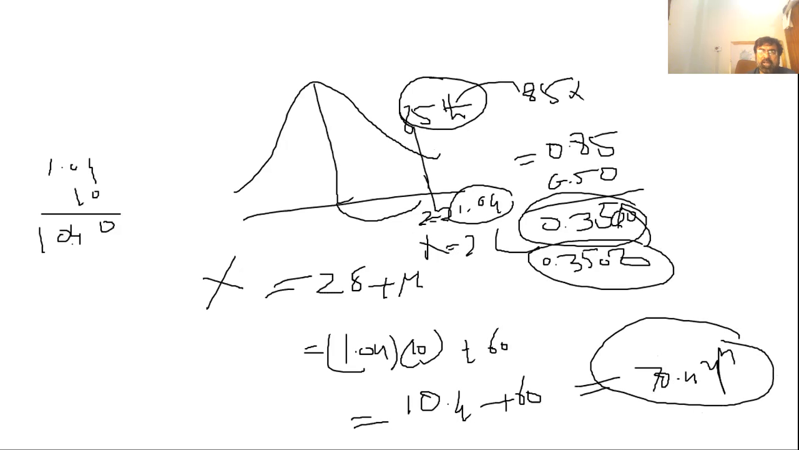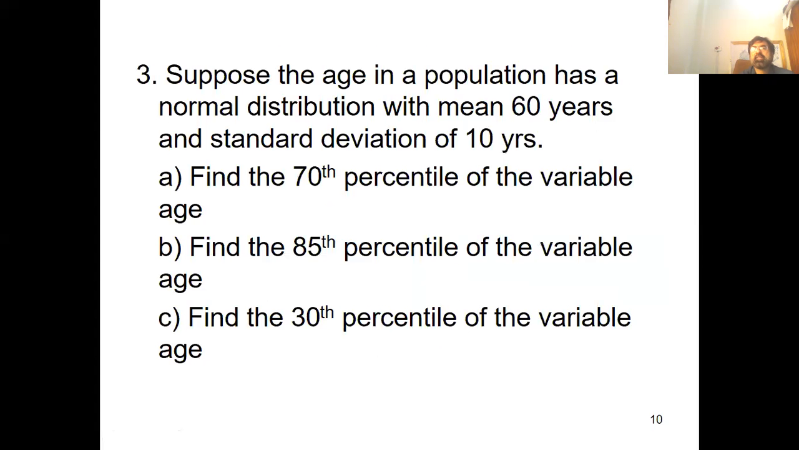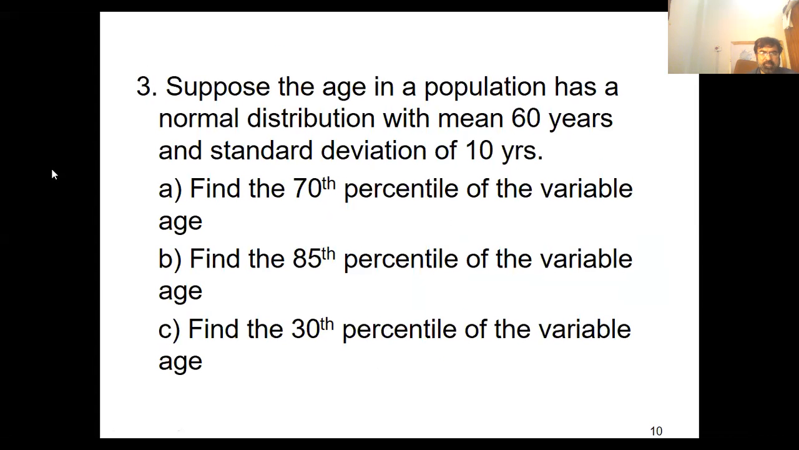And similarly, you can calculate the next one as well, which is 30th percentile. Here the scenario is somehow different because 30th percentile falls below the midline. So we will also do this. Now look at the calculation.